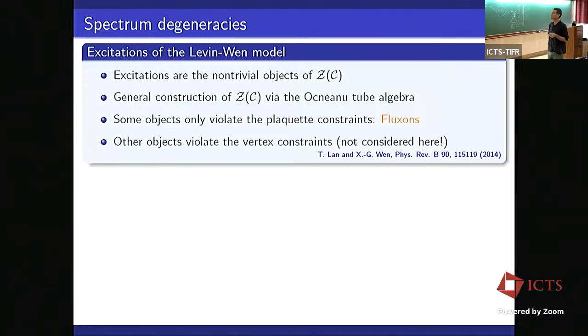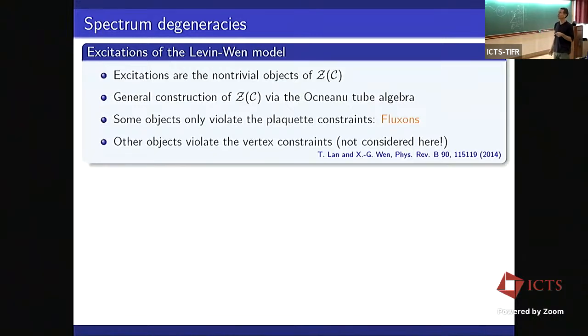So the excitations of the model will be given by the non-trivial objects there. So what do I mean by non-trivial? I forgot to mention that for any category, we always have one trivial object, which is called the vacuum, which fuses trivially with any other objects, and which braids trivially. So you can think about the vacuum as being like nothing, okay? But you need to add it for consistency in the definition of your category.